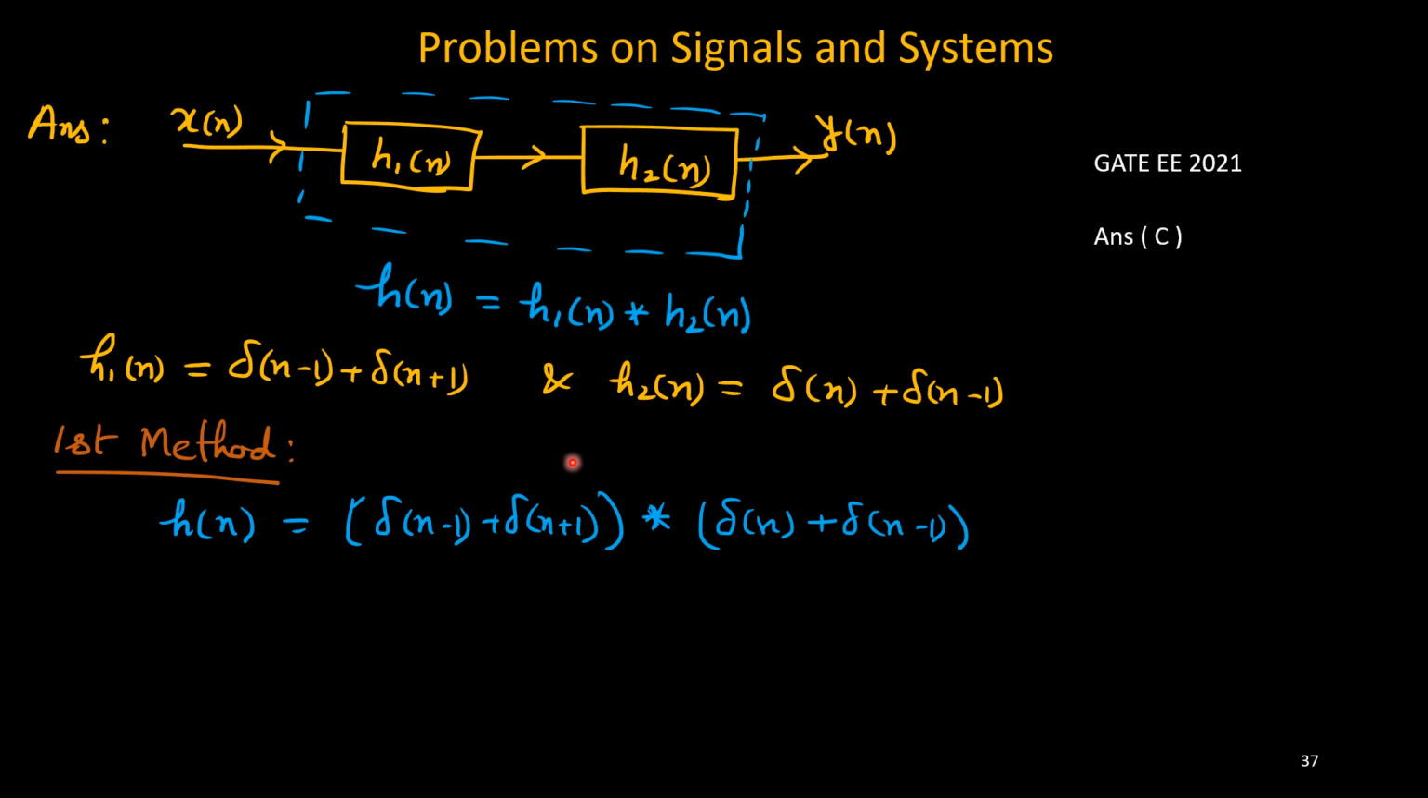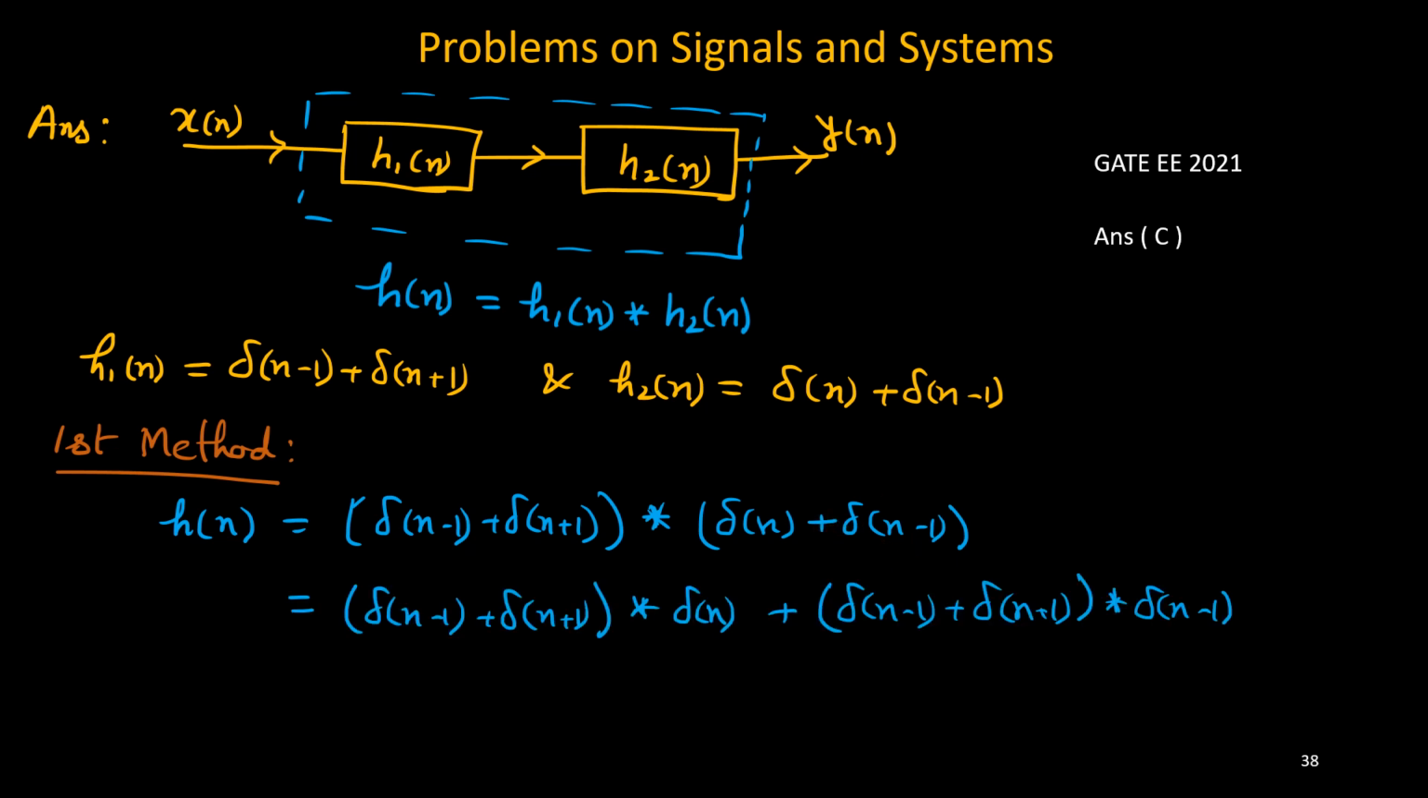I'll consider this as a sequence. As this is a finite sequence, I can write it this way: δ[n-1] + δ[n+1], convolved with δ[n] + δ[n-1]. Now I'll expand it. Convolution is a linear operator, so this is convolved with δ[n], and again this will be convolved with the other term. Then we'll take the addition. So the first one takes convolution with the first term δ[n], and the second with δ[n-1]. Then we'll add these two.